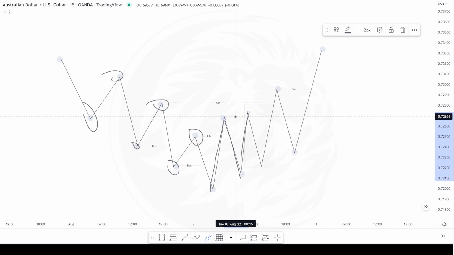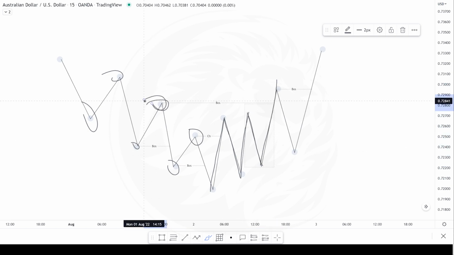Here we have a break of internal structure. This again does not confirm that we are bullish. To confirm that we are bullish, we need to break a second protected high on the left.